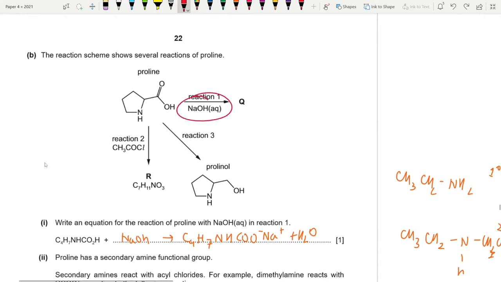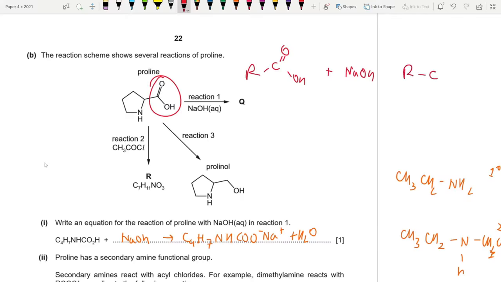Okay, so they want the equation for reaction 1. NaOH will basically react with this carboxylic acid group, right? What does this section give us actually? It will turn into RCOO minus Na plus, and we're gonna get one molecule of water, right? Basically this and this will combine to form one molecule of water. So C4H7NH CH2... plus NaOH. This section remains unchanged actually. We can call this the R group. So C4H7NHCOO minus Na plus plus H2O.